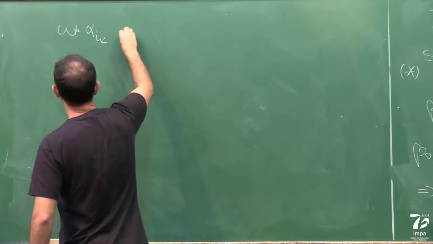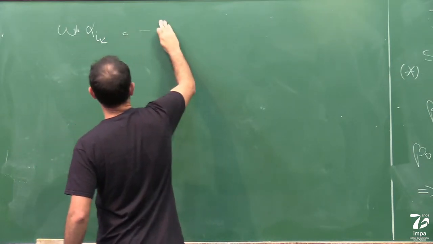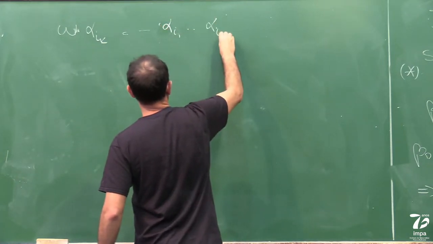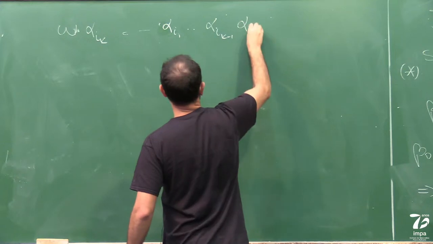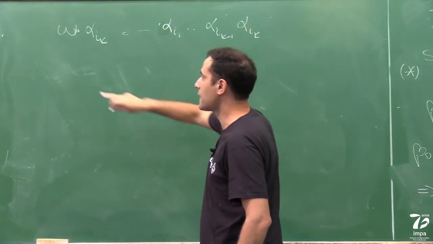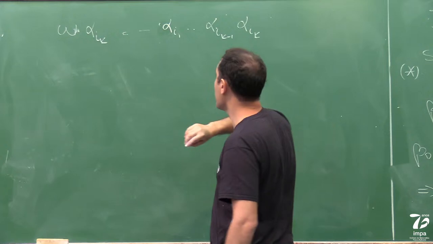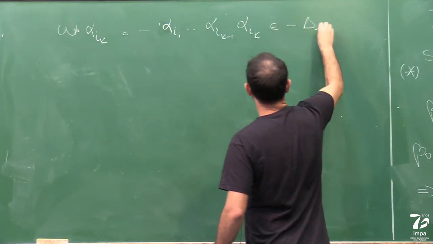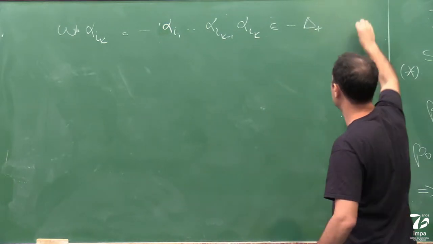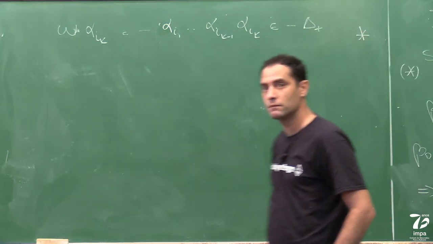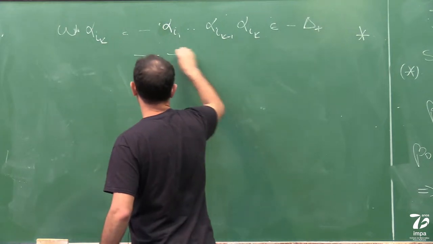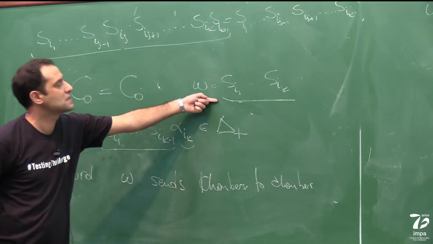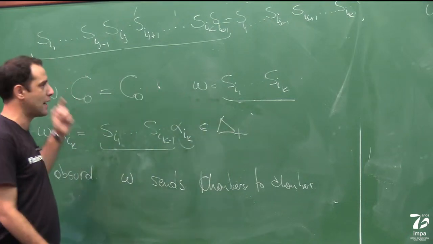And then that thing is equal to minus alpha I1 up to alpha ik minus 1, applied to alpha ik, because Sik on alpha ik is minus alpha ik. And this thing here is in minus delta plus, which is absurd. So that's a proof that this thing cannot exist with a reduced one. So this was absurd to be reduced, and therefore this W has to be the identity.